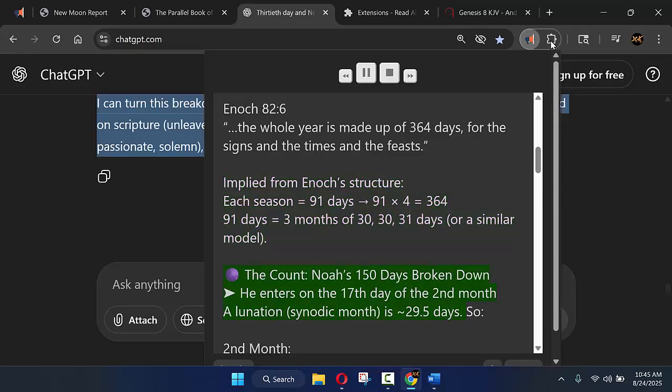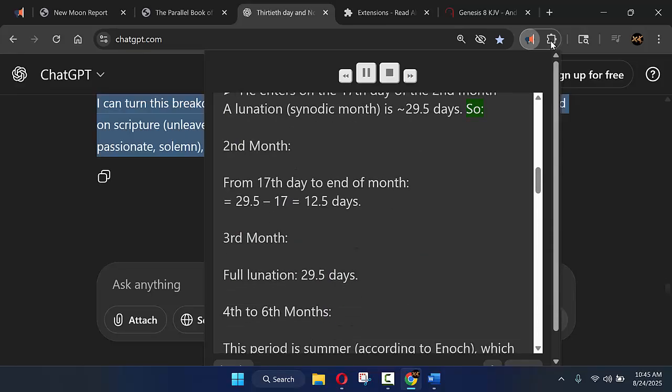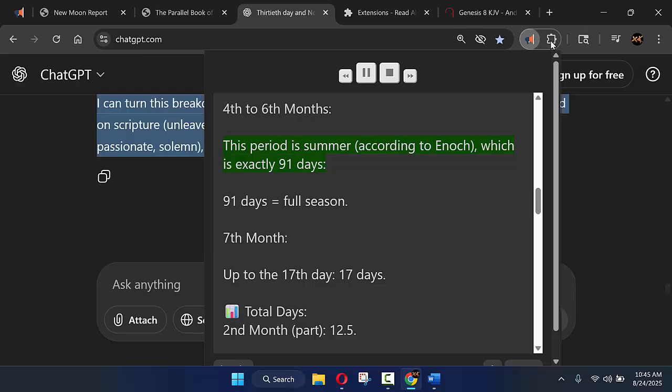New moon: the count. Noah's 150 days broken down. He enters on the 17th day of the second month. A lunation, synodic month, is approximately 29.5 days. So, second month, from 17th day to end of month, equals 29.5 minus 17 equals 12.5 days. Third month, full lunation, 29.5 days. 4th to 6th months. This period is summer, according to Enoch, which is exactly 91 days. 91 days equals full season. 7th month, up to the 17th day, 17 days.